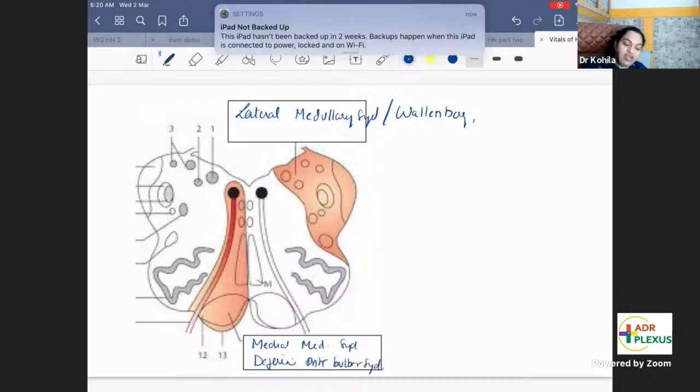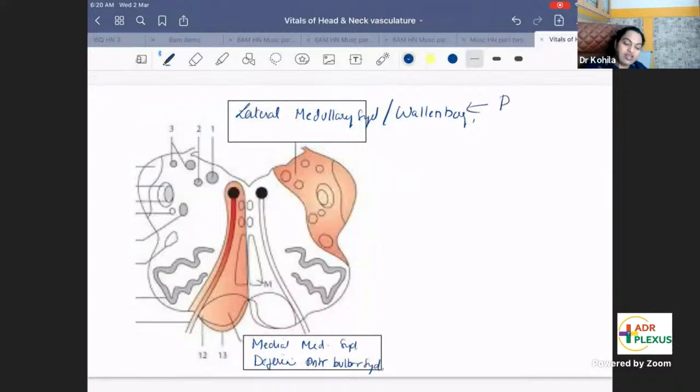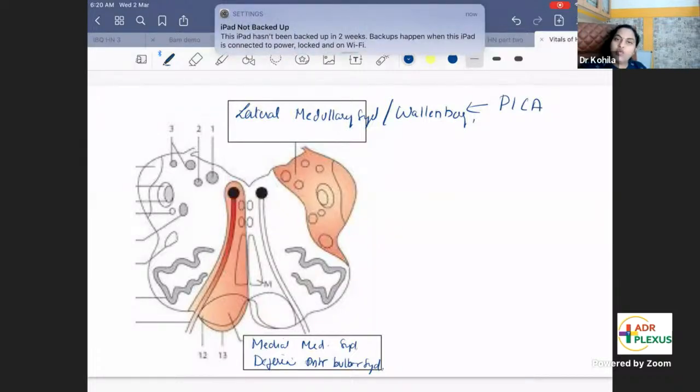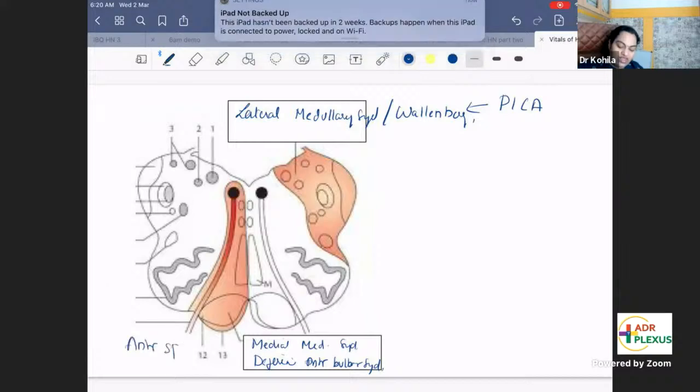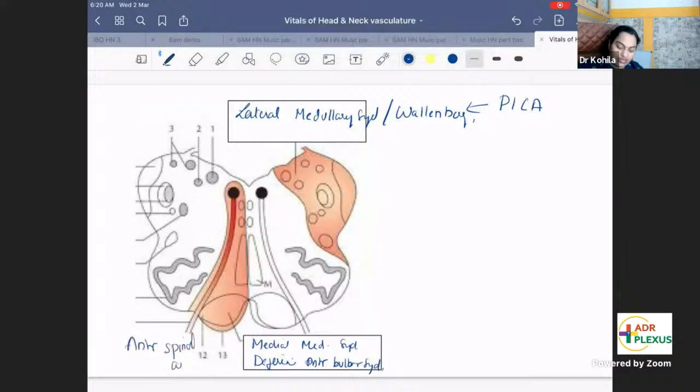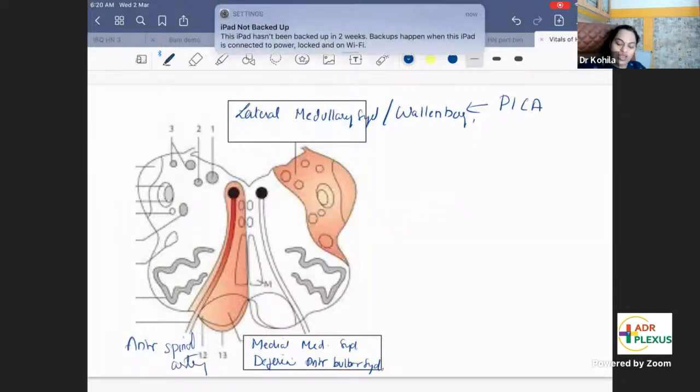So what is the artery involved in this case? The PICA, the posterior inferior cerebellar artery, which supplies the posterolateral zone of the medulla, when occluded can give rise to the lateral medullary syndrome. And the anterior spinal artery branches supply the paramedian zone of the medulla.